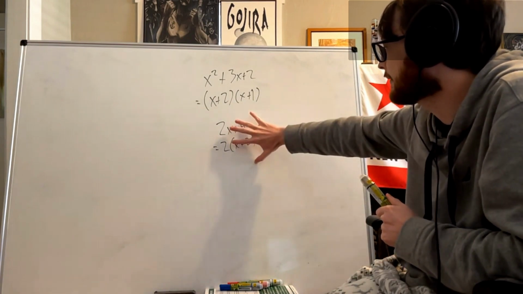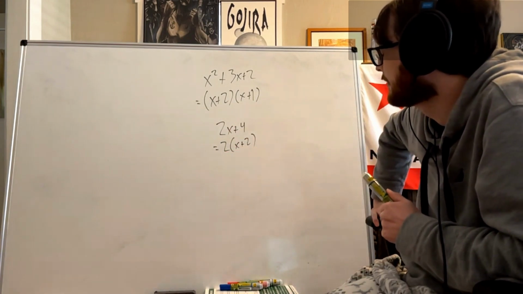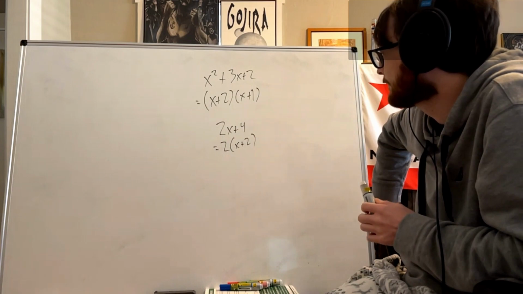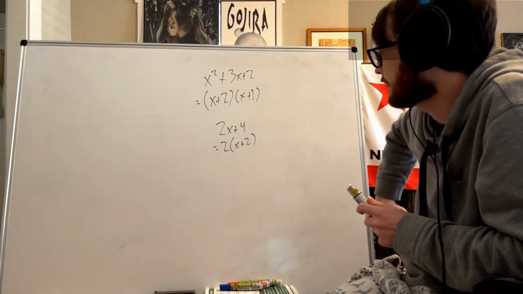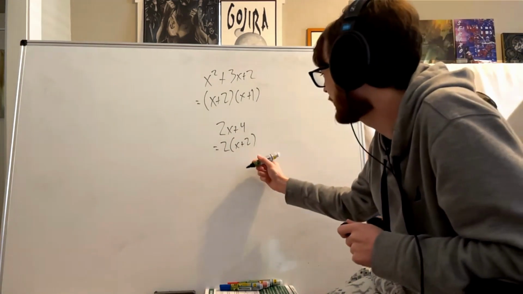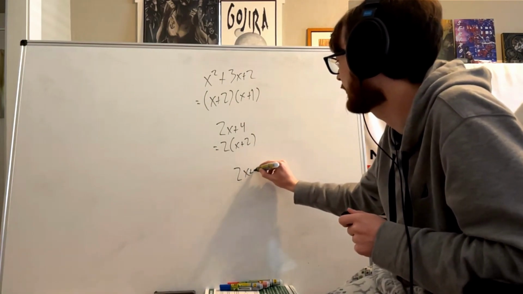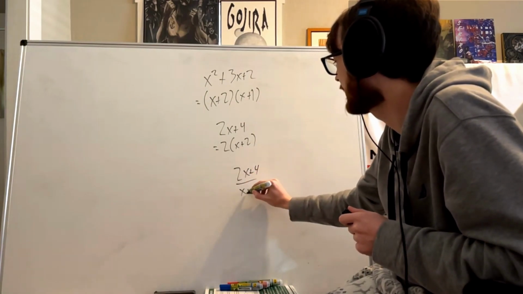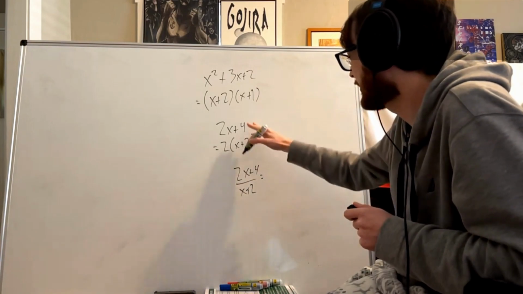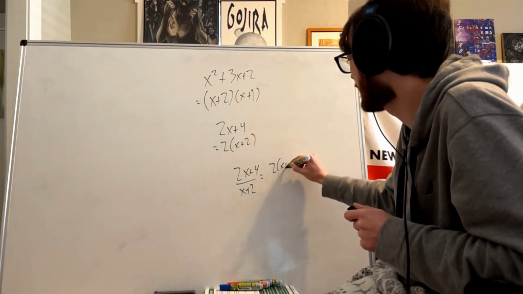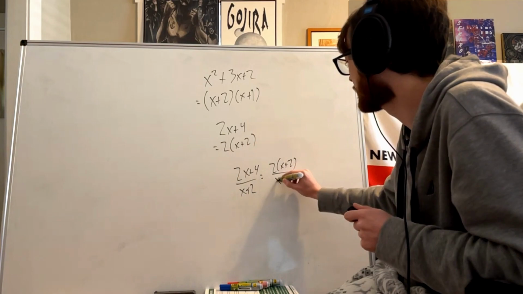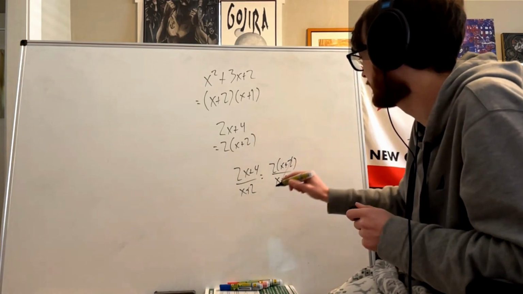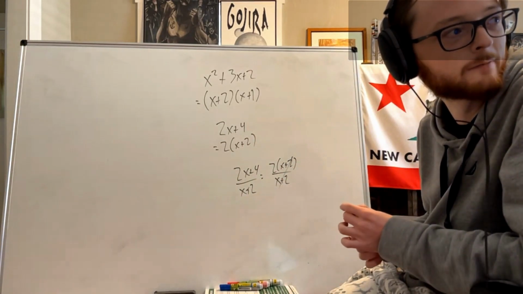In a case like this, where you just factor out a constant, it can be helpful because sometimes you have a fraction involved. If you had something like 2x plus 4 over x plus 2, we could do the same factoring up top, and we get a nice cancellation here. That's an example of why we would want to factor something.